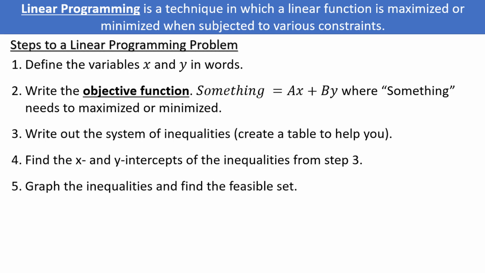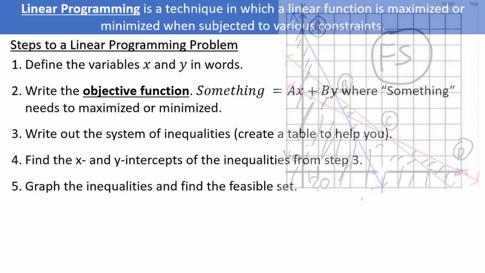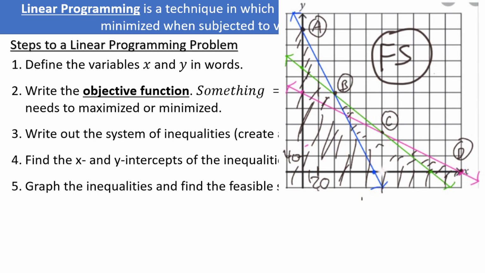There will be a region on the graph that is consistent with all of the inequalities. We call this the feasible set. For example, it might look something like this. This area consists of all the possible values for x and y that either meet your requirements or do not exceed your restrictions. We call this the feasible set.